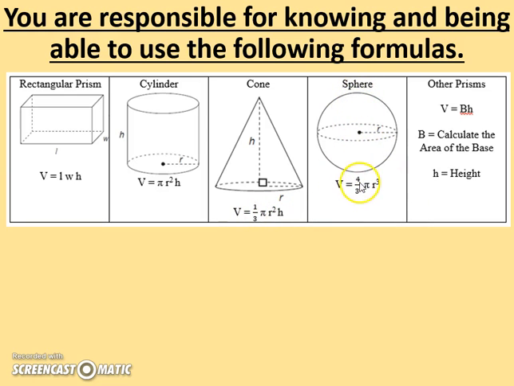Now for a sphere, we need to take 4/3 times pi times the radius cubed. Again, doing that exponent first. And you can either do the 4/3 times pi and then times it by the radius cubed, or you can do pi radius cubed times 4/3. And you can use the ABC fraction button on your calculator to help you do 4/3 times that.